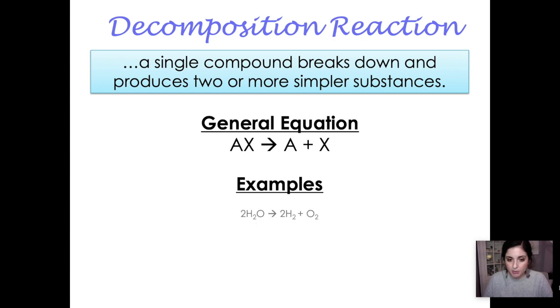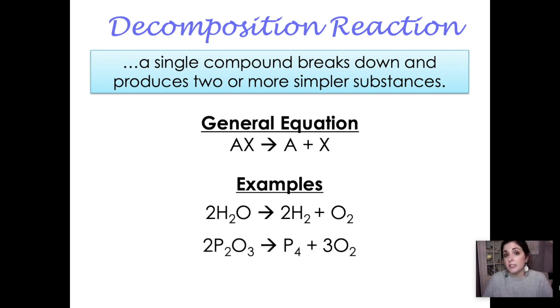So some examples. You have water. You can break water up into hydrogen and oxygen. I showed you that demonstration that I showed my Chem 1 class. So if you introduce an electric current to water, you can break it up into its component elements. Just make sure you always check for those diatomics. Hydrogen and oxygen are both diatomic molecules.